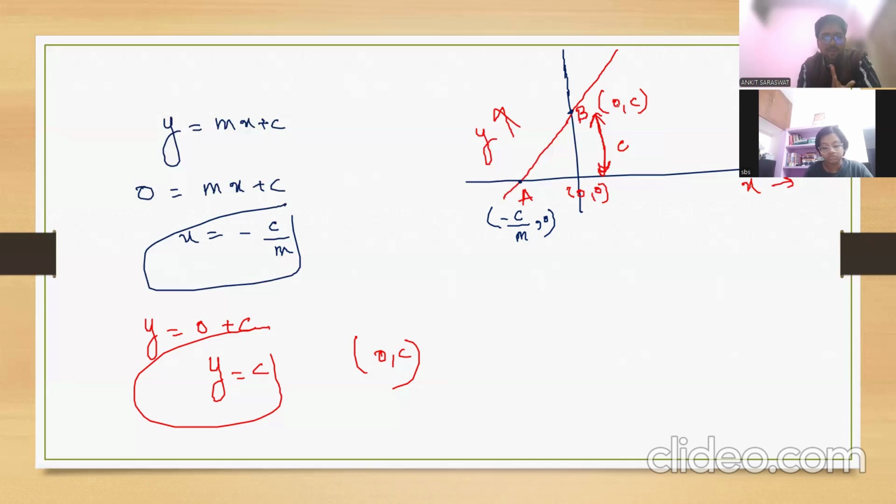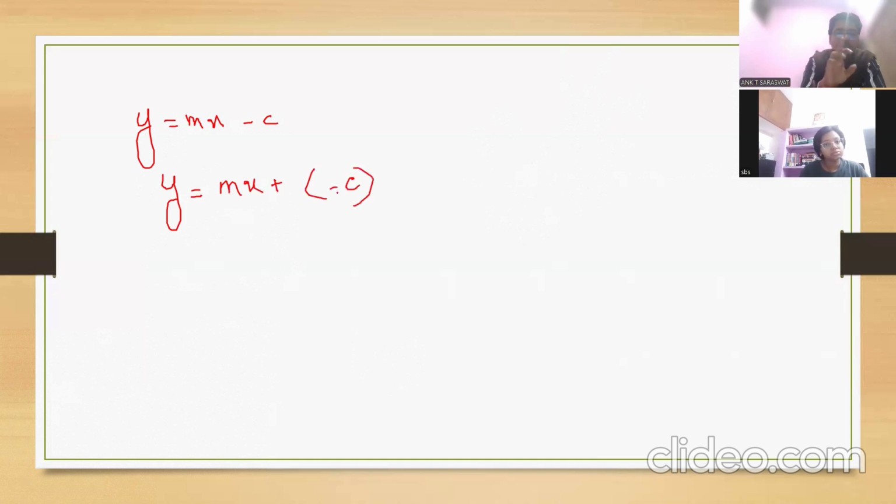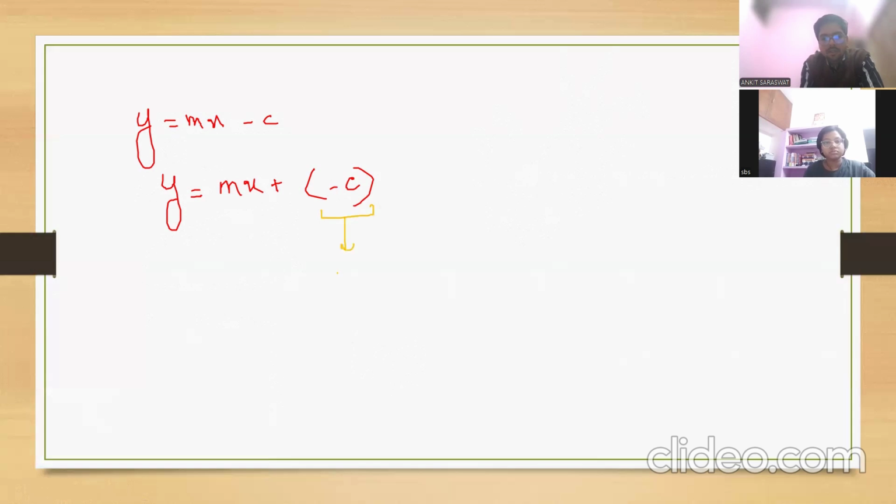C is the intercept. Intercept means how much portion of the y-axis is being cut by a straight line. Now, if I say y is equal to mx minus c, don't think of it as just minus c. The standard equation is y is equal to mx plus c, so write it in that form: y is equal to mx plus, in brackets, minus c. Now if you check the cutoff portion, it is a negative intercept.